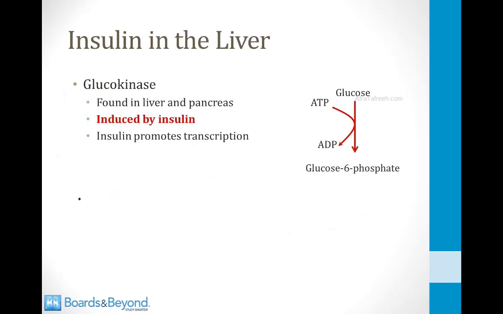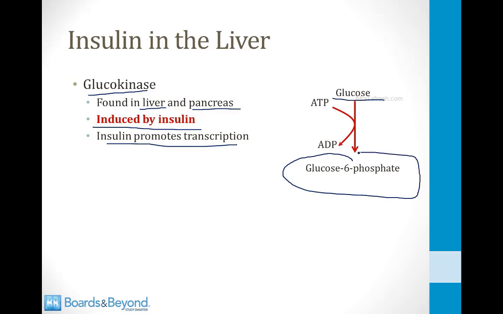You don't need to know every enzyme that's affected by insulin, but there are a couple that are particularly high yield, and we'll review those now. Glucokinase is an enzyme found in the liver and in the pancreas. Its function is induced by insulin. Insulin can promote its transcription. The purpose of glucokinase is to phosphorylate glucose so that it becomes glucose 6-phosphate and is locked inside of liver and pancreas cells so that it can undergo further metabolism.